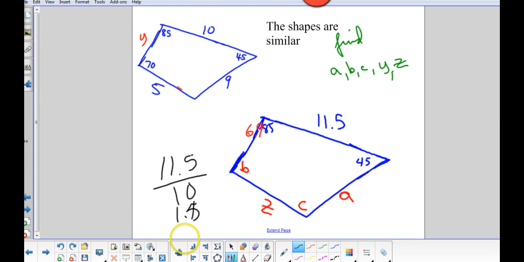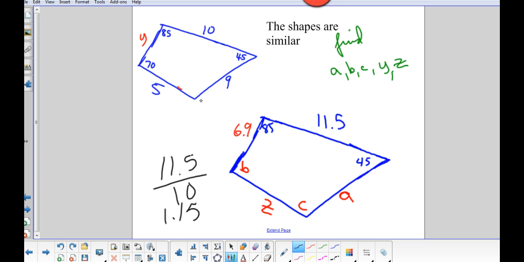Whatever I got on the first shape, I'd have to multiply by 1.15. So if I did 5 times 1.15, that would give me Z. Or I could do a proportion to solve. Y times 1.15 would give me 6.9. Or again, you could say 6.9 divided by 1.15 to give you Y. So that's another way to use similar shapes.